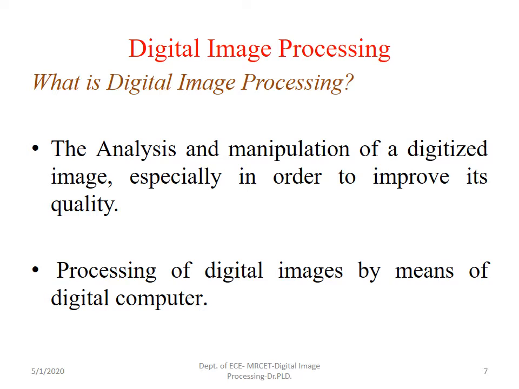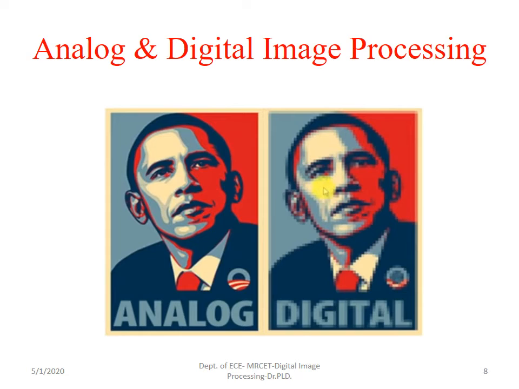Now, let us see here. The analysis and manipulation of a digitized image, especially in order to improve its quality, that is, processing of digital images by means of a digital computer, we finally define as digital image processing. This figure shows the difference between the analog image and the digital image. The first figure shows continuous changes of location and picture values. This is the analog image, and this one is the digital image, where we have discretized values. This is the basic difference between the analog image and the digital image.